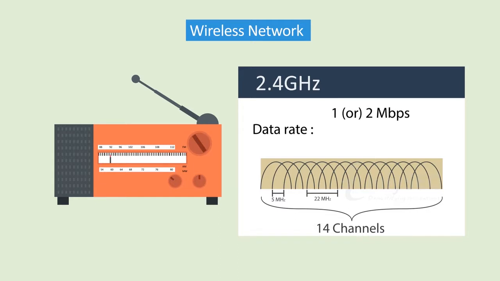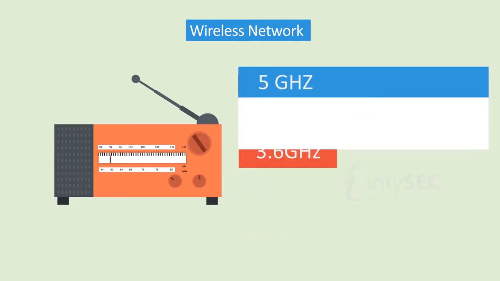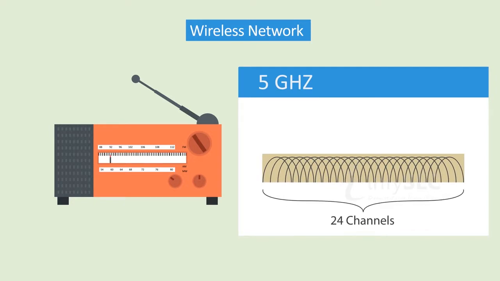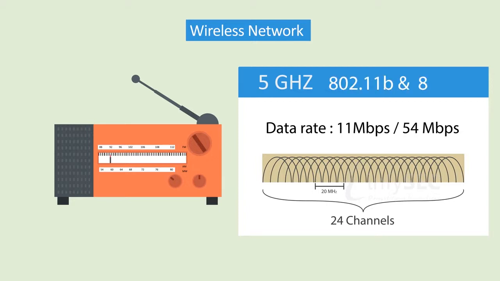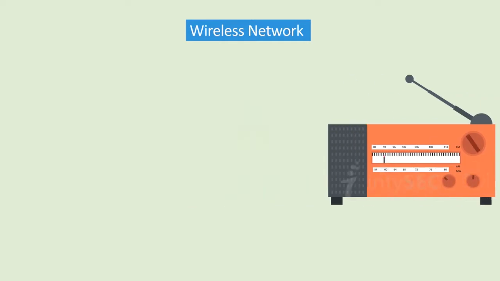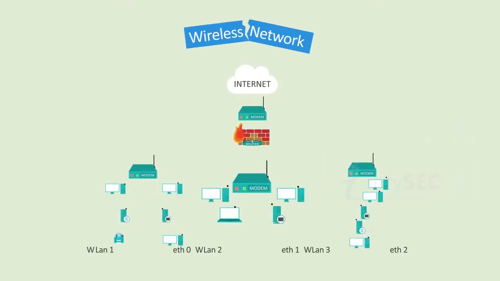This spectrum operates at a 1 or 2 Mbps data rate as well as at 54 Mbps and is termed the 802.11 and 802.11g standard respectively. The 5 GHz spectrum has 24 channels, each covering 20 MHz. This spectrum operates at a data rate of 11 Mbps as well as 54 Mbps and is termed the 802.11b and 802.11a standard respectively. Having seen how the standards evolve, let us step into wireless cracking.